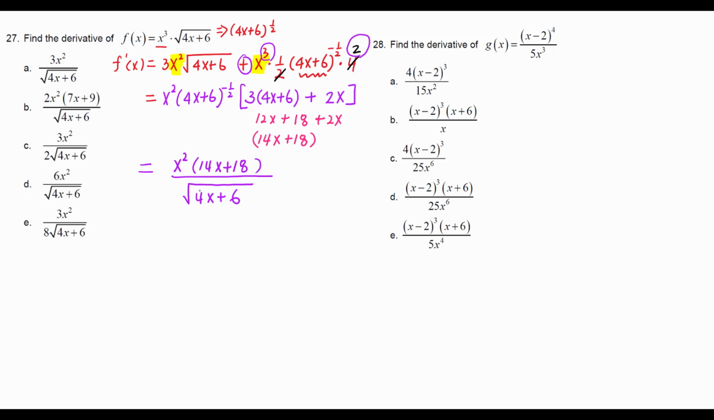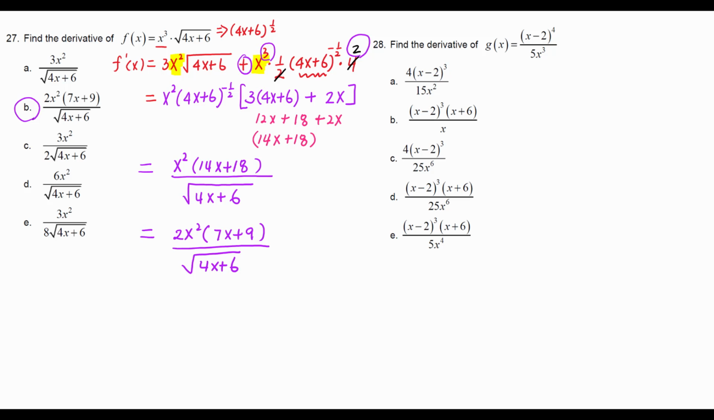And I don't see any answer like that in my multiple choice, and you can see inside of the parentheses you have a common factor 2. So let's take the 2 out also. So you have 2x squared times 7x plus 9 over the square root of 4x plus 6. So the answer is B.